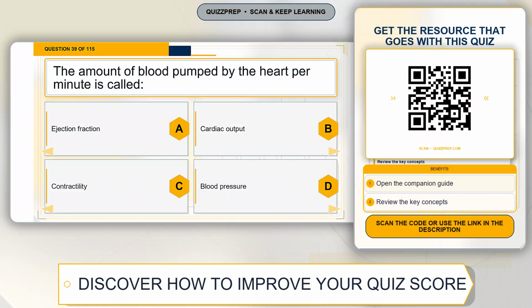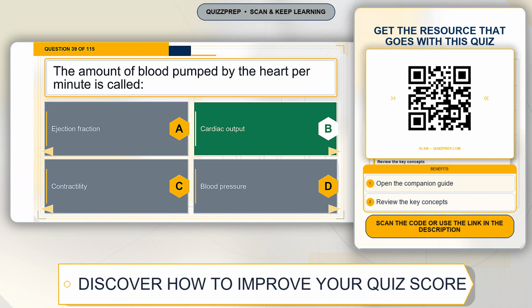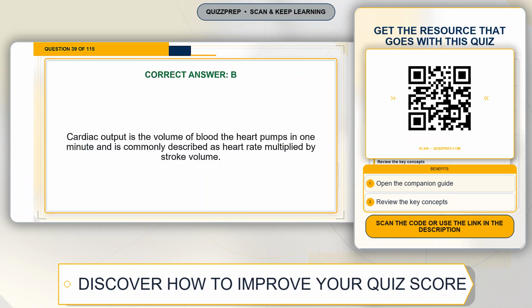Question 39. The amount of blood pumped by the heart per minute is called: Option A, ejection fraction. Option B, cardiac output. Option C, contractility. Option D, blood pressure. The correct answer is option B, cardiac output. Explanation. Cardiac output is the volume of blood the heart pumps in 1 minute and is commonly described as heart rate multiplied by stroke volume.